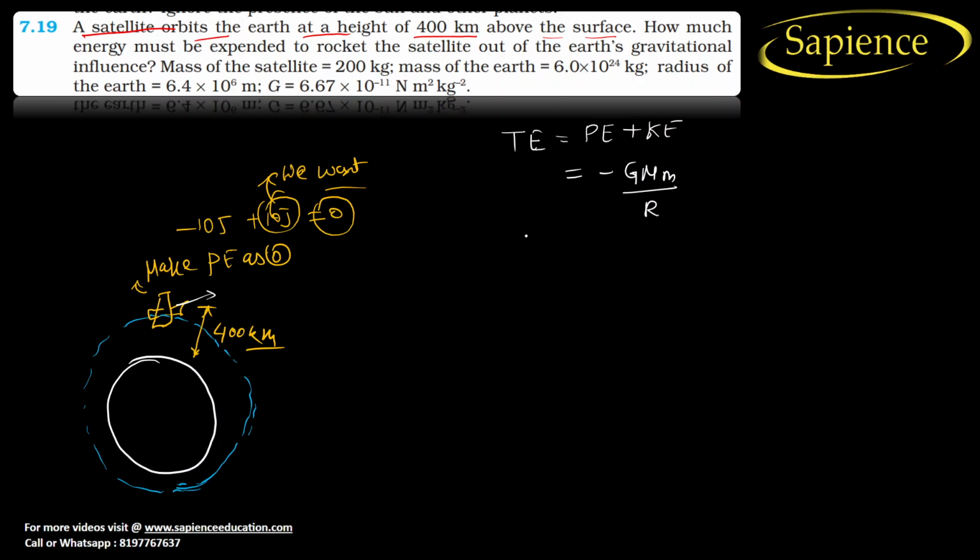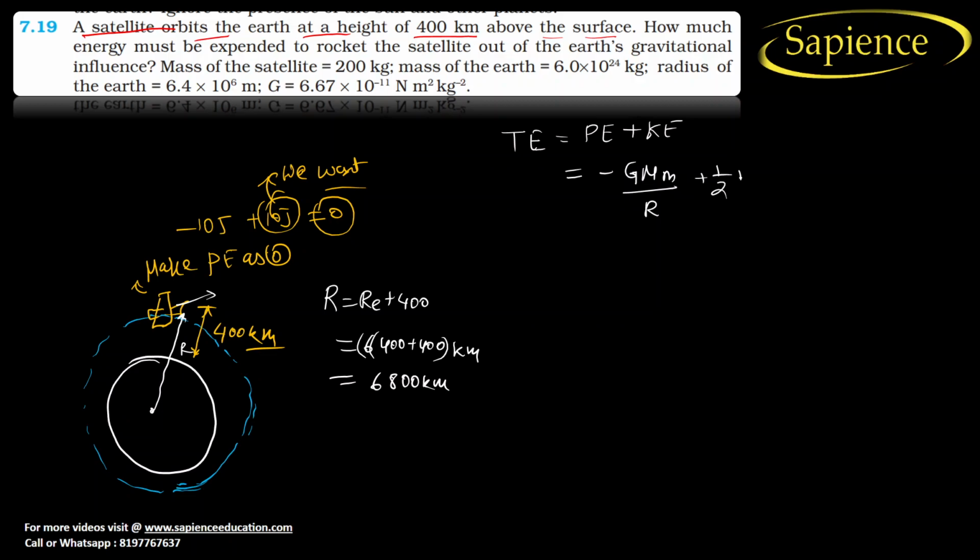So which R are we talking about? This total R, I'm not talking about the radius of the Earth. Total R will be equal to radius of the Earth plus 400. Radius of the Earth is how much? 6400 kilometer plus 400 kilometers. So this will be 6800 kilometer, right?